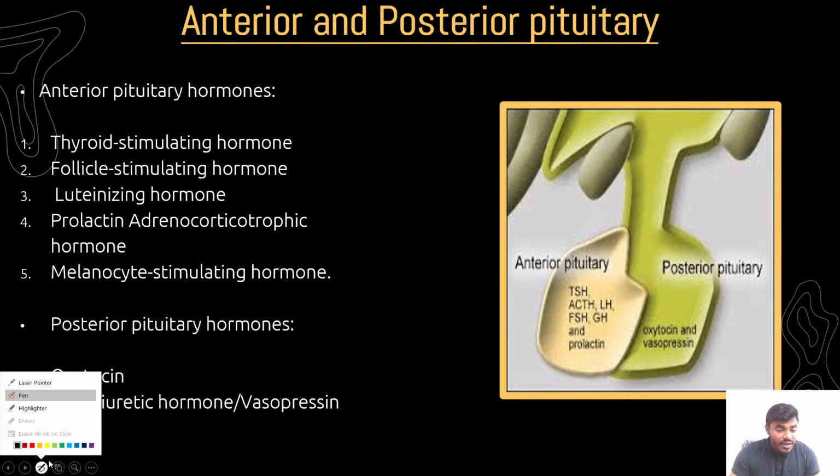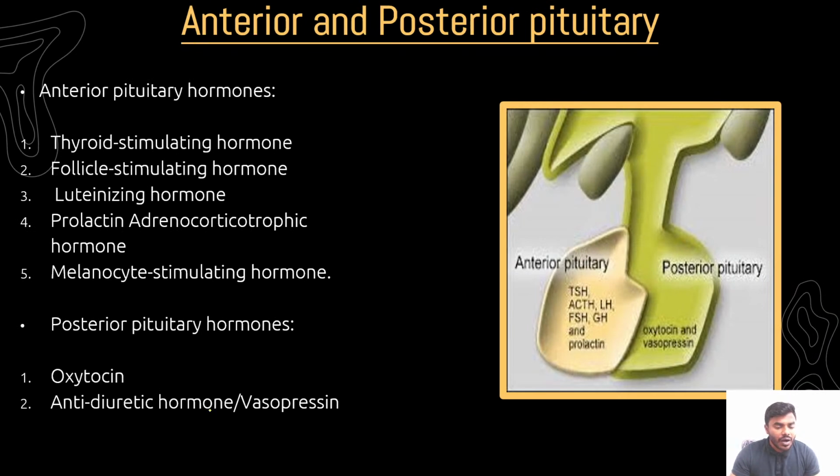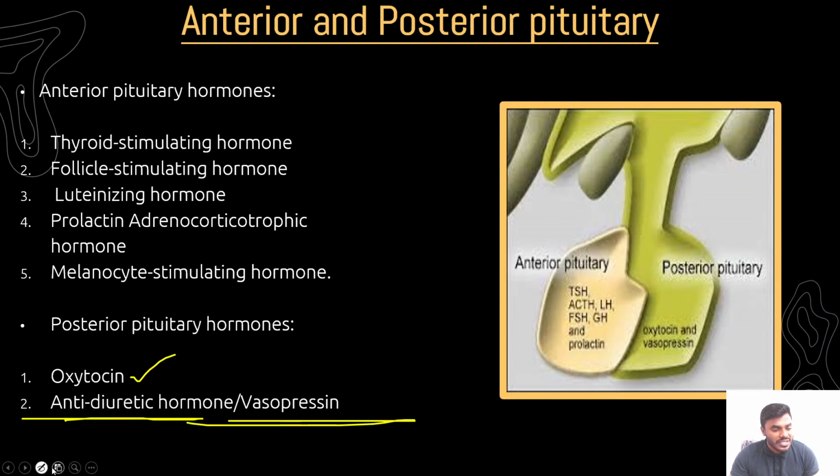What are the names of the two major hormones that can be stored by the posterior pituitary gland? I want you to remember these things without fail. I have explained you briefly. I'll summarize everything: oxytocin and antidiuretic hormone, which we can also call vasopressin.